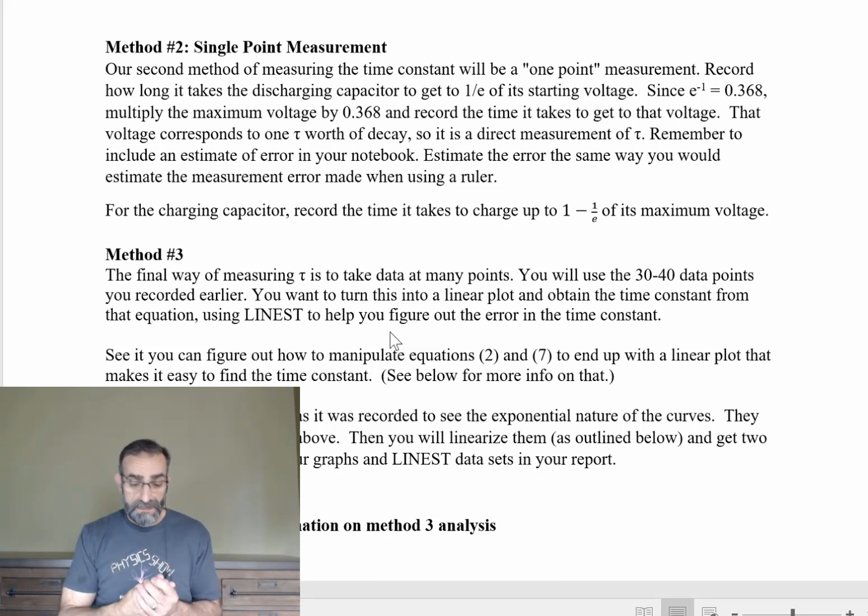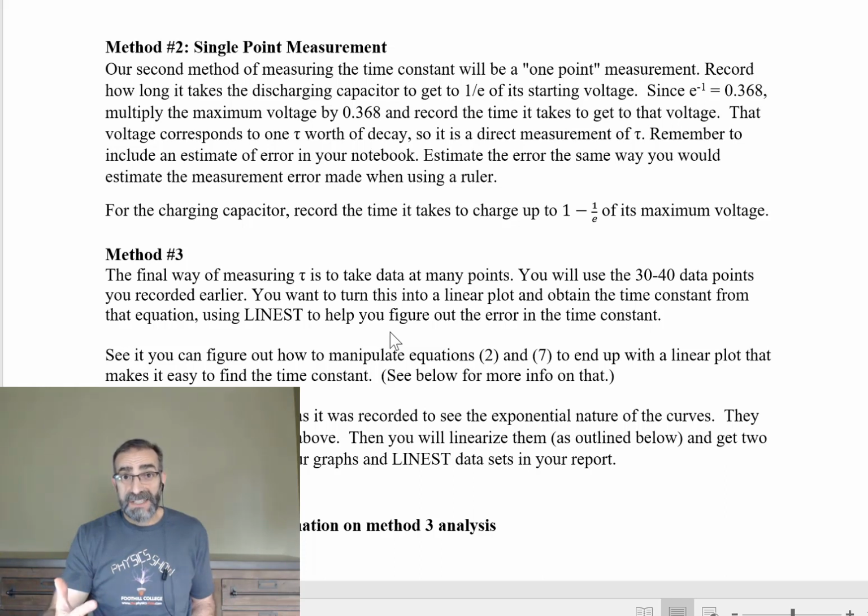So you're going to have the 2 graphs for that. So that's for charging and for discharging. So in the end, you'll have 5 time constants, okay? And you'll make a little table and compare them. And it would be nice if you had uncertainties on each one, okay? So see if you can figure that out.